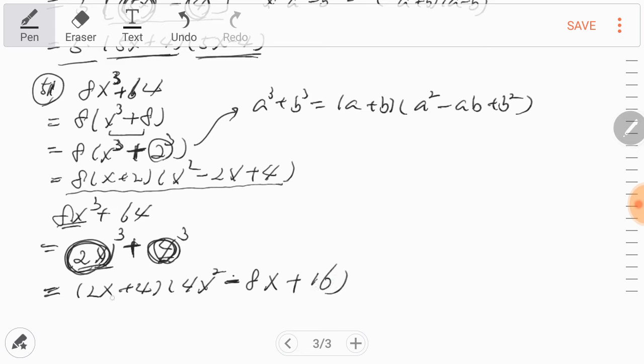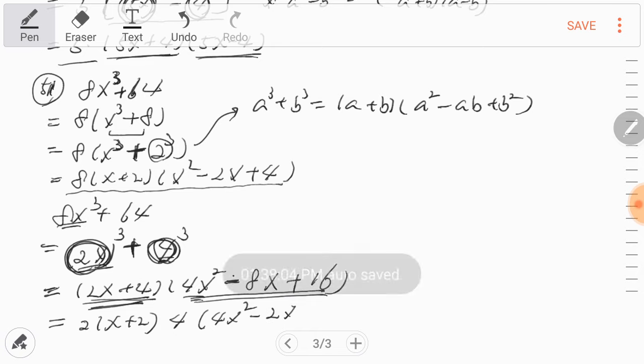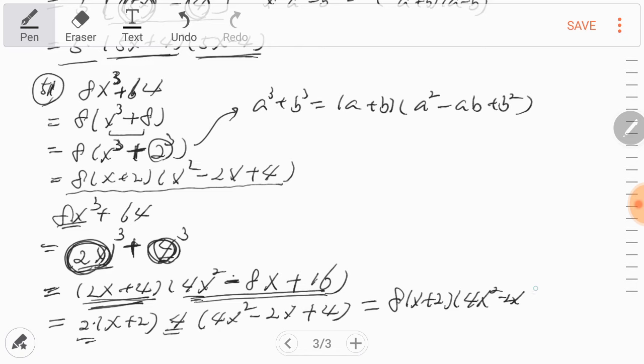Then as you can see here is a common factor. Also here is a common factor. So we can factor out 2 from this one, then x plus 2. From here we can factor out 4, then 4x squared minus 2x plus 4. Then when we simplify this, 2 times 4 is 8. So 8 times x plus 2, 4x squared minus 2x. Okay, once we factor out 4, this is just x squared.